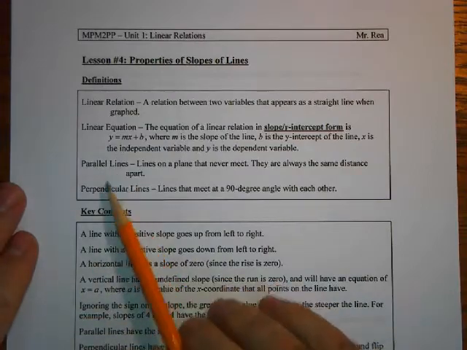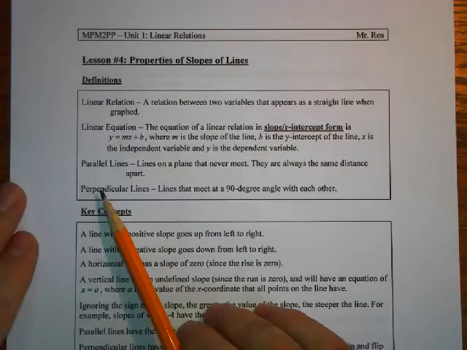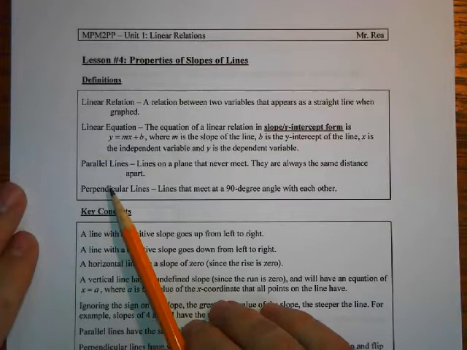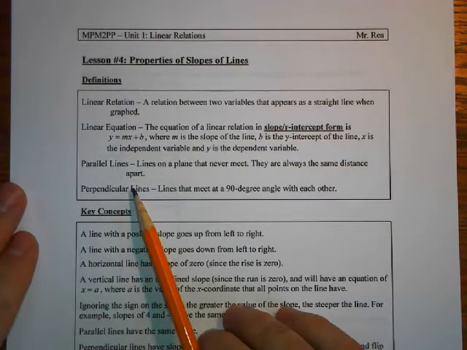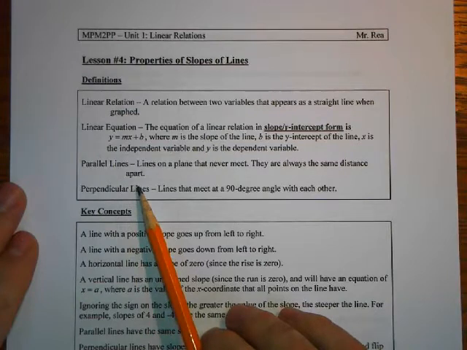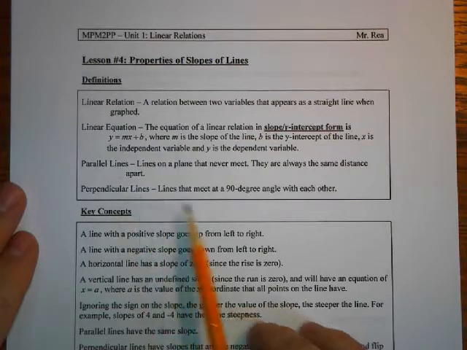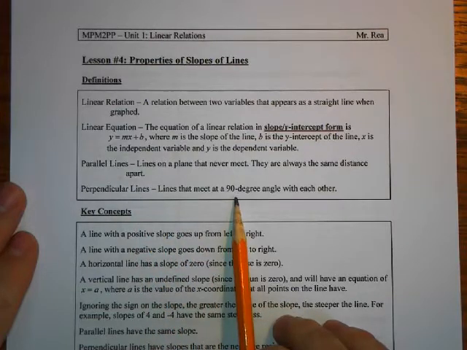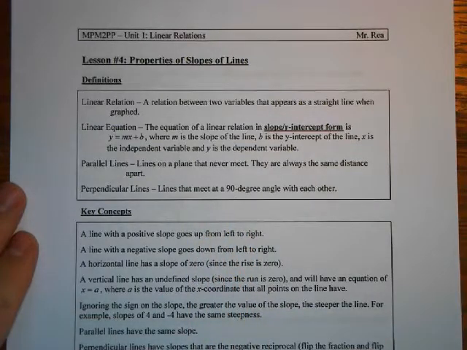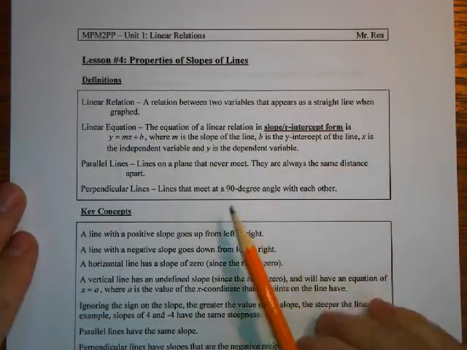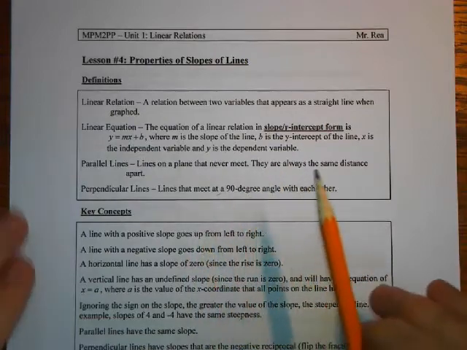Okay, a couple of new things here. Parallel lines are lines that never meet. They're the same distance apart, so they're considered to be parallel. And perpendicular lines are a special case of lines that are not parallel. They do meet, but they meet at a 90-degree angle with each other. There's going to be a special relationship between the slopes of those lines, both parallel and perpendicular.